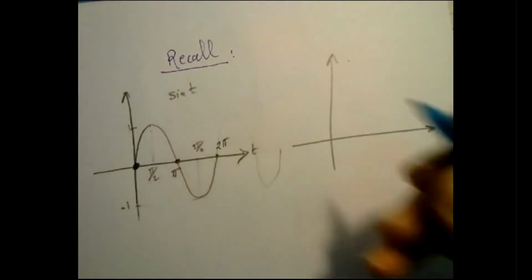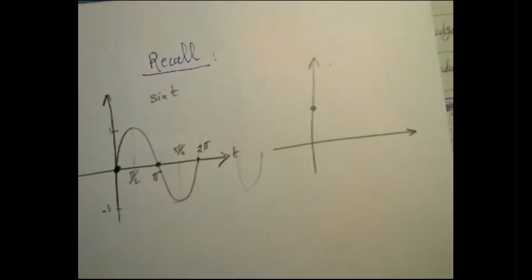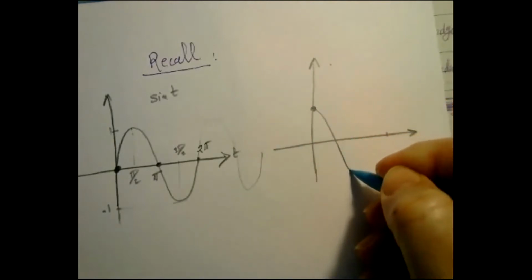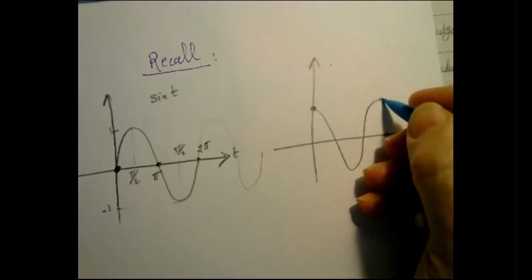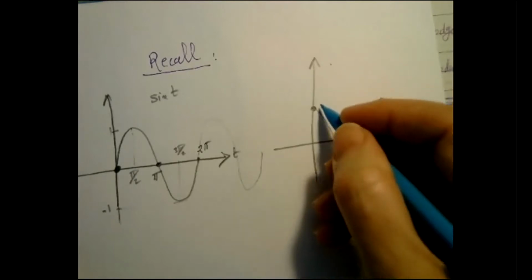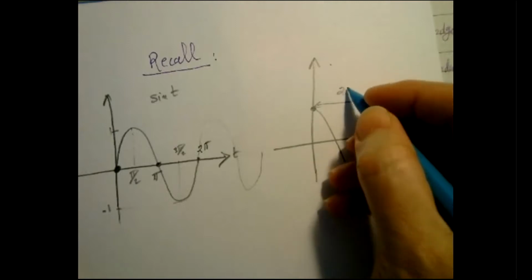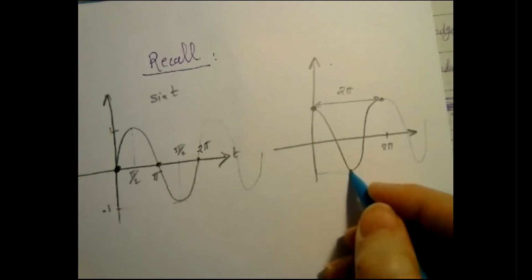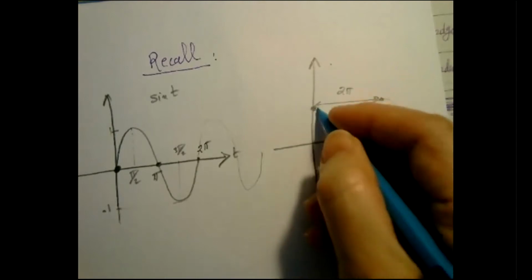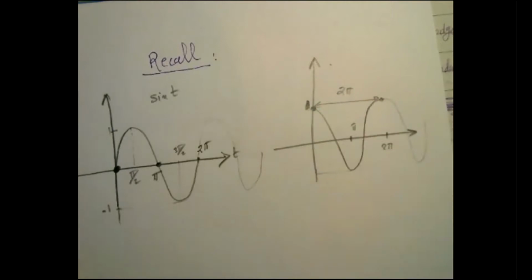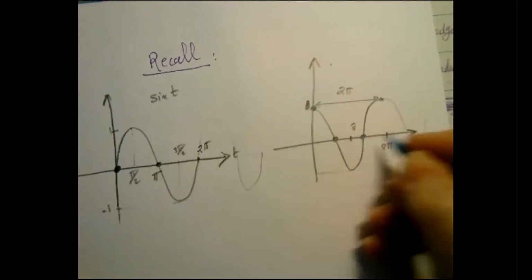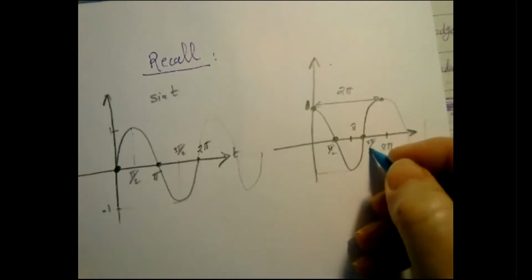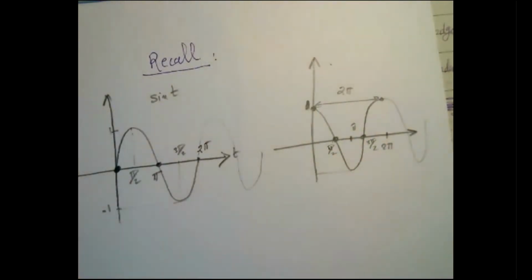The cosine starts at its max. It goes down, then back up, and then it repeats itself. The period is always 2 pi. It reaches its lowest value at pi, which is minus 1. It reaches its highest value at 0. And it intersects the horizontal axis at pi over 2 and 3 pi over 2. So these are the main two graphs.